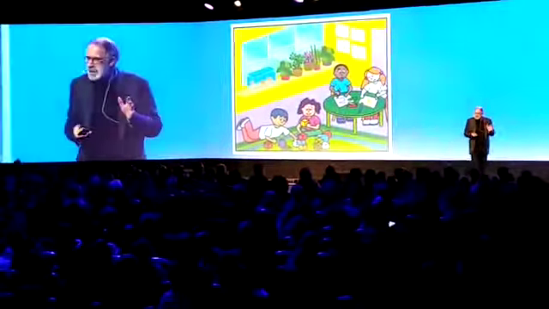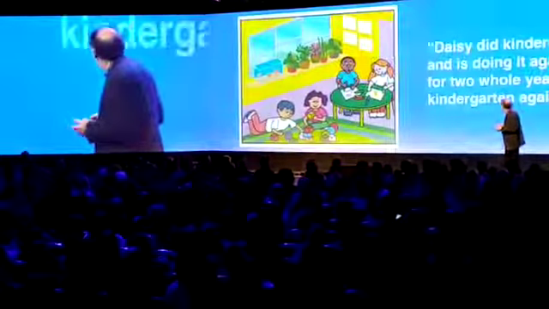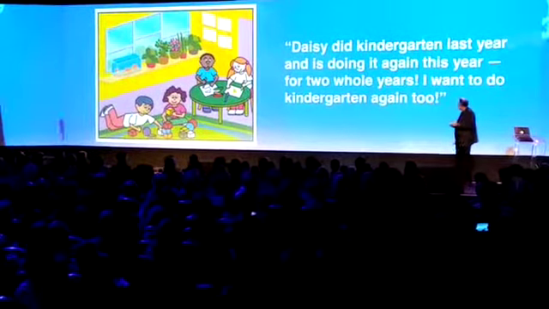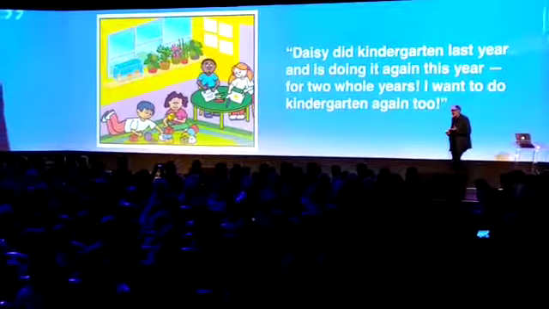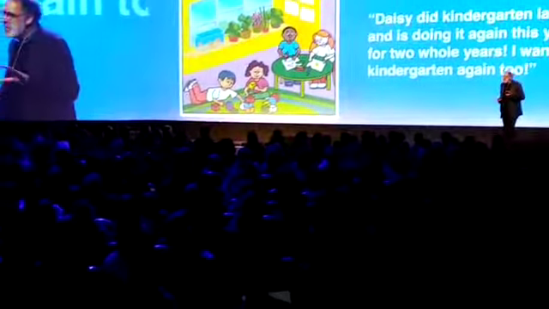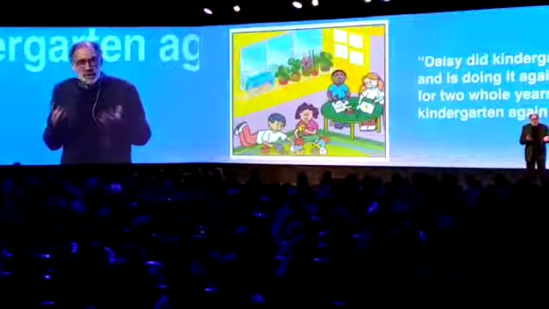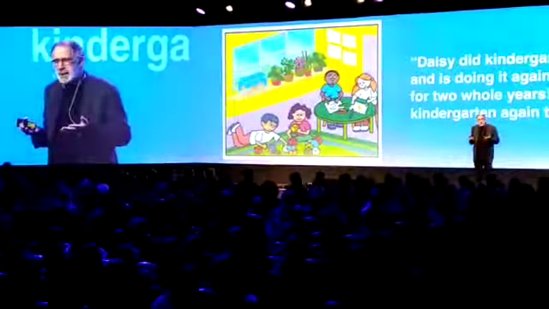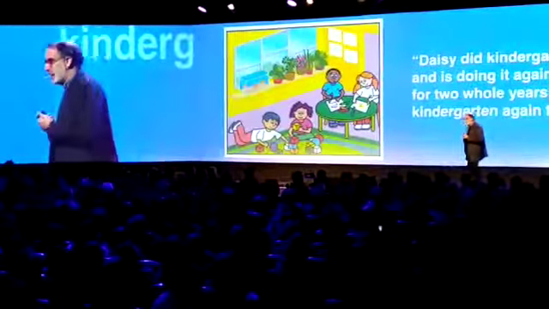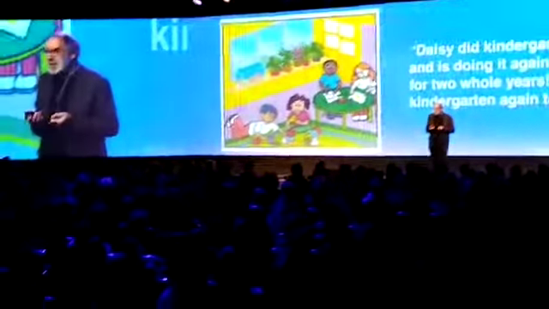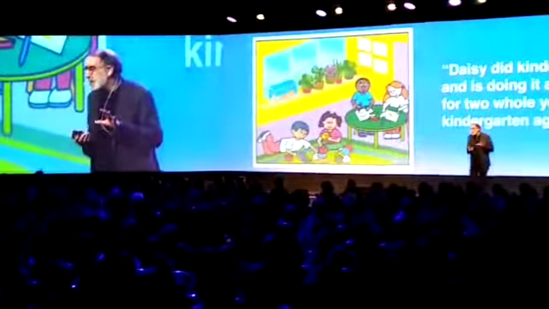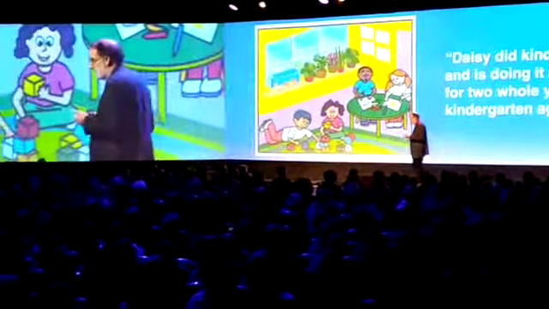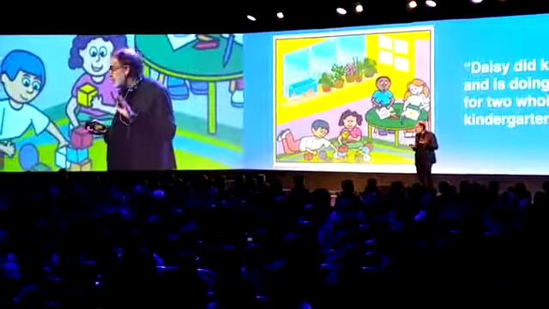When Lily found out about this, she came home and said to her mom, "Daisy did kindergarten last year and is doing it again this year, for 2 whole years. I want to do kindergarten again too." In some ways, that made me very happy because we could see that Lily was really appreciating the value of kindergarten. But it also made me very sad because you could see that Lily wanted to stay in kindergarten, because she suspected that life wasn't going to be quite the same after she graduated. And unfortunately, Lily was right.